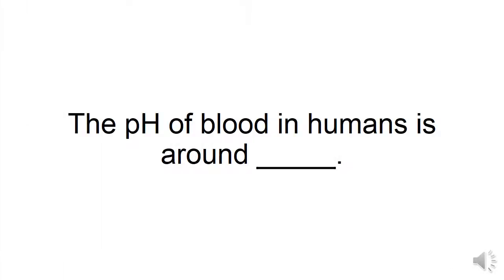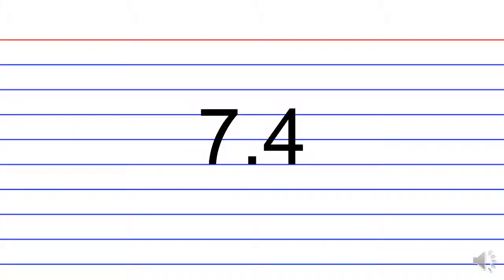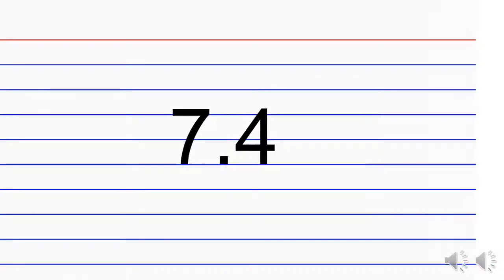The pH of blood in humans is around blank. So what is the pH of blood in humans? 7.4. It's almost neutral, like water.